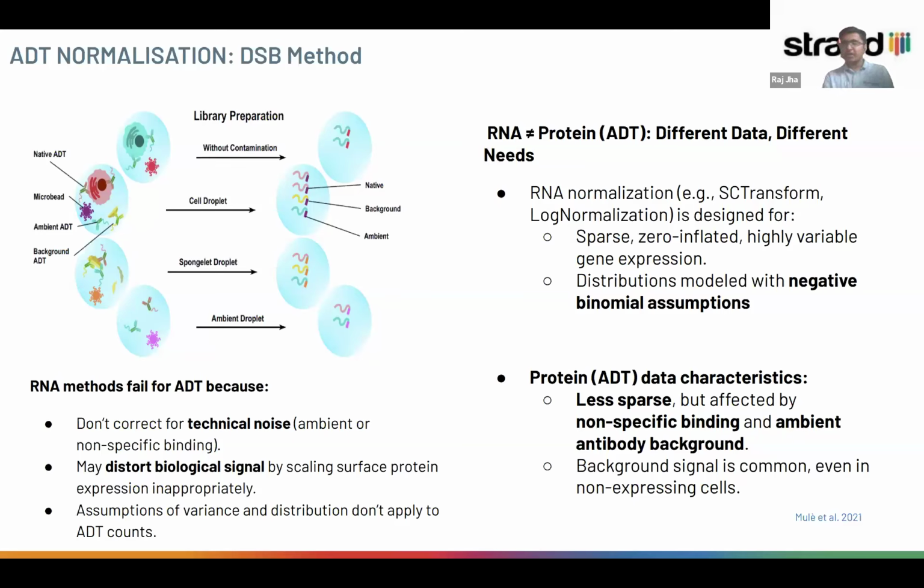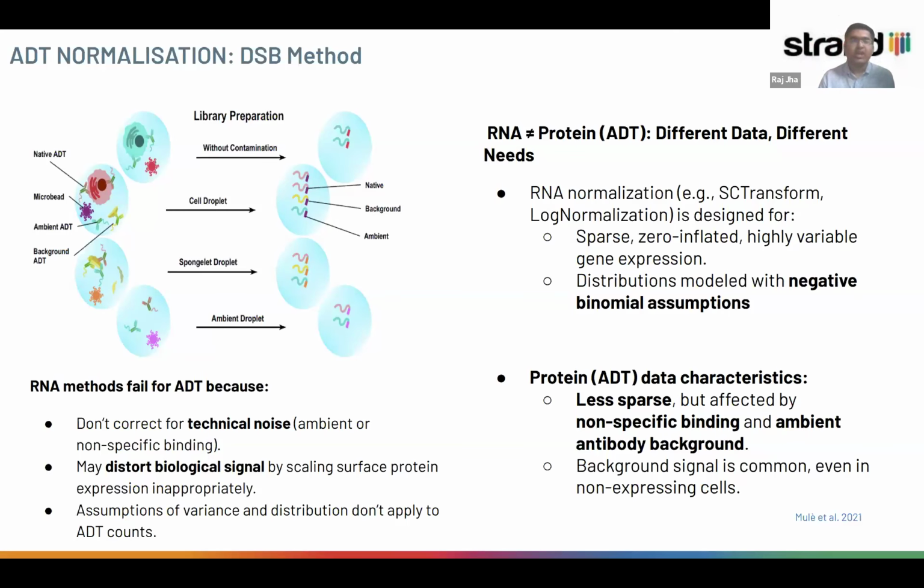Which means that if you look at protein data without context, you will think that every cell is expressing some protein or the other, right? Every cell is expressing a particular protein, is what I mean. So that is why we cannot use RNA methods, because they do not correct for technical noise. They can distort biological signals, and the assumption for ADT data is that they are mixed Gaussian distributions, whereas for RNA it is a negative binomial distribution.